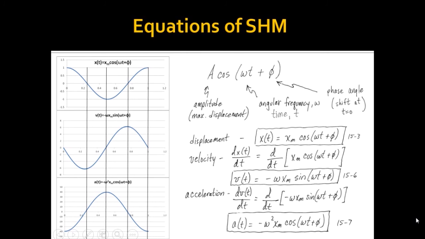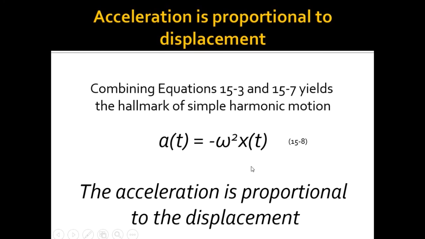Okay, so now what we're going to do is take our equation for displacement and our equation for acceleration. In my equation for acceleration I have x max cosine omega t plus phi. Well, that's exactly what the displacement as a function of time is equal to up here. So I'm going to take this whole part of the equation for acceleration and replace x max cosine omega t plus phi with x of t. And so that's what I get when I do that.